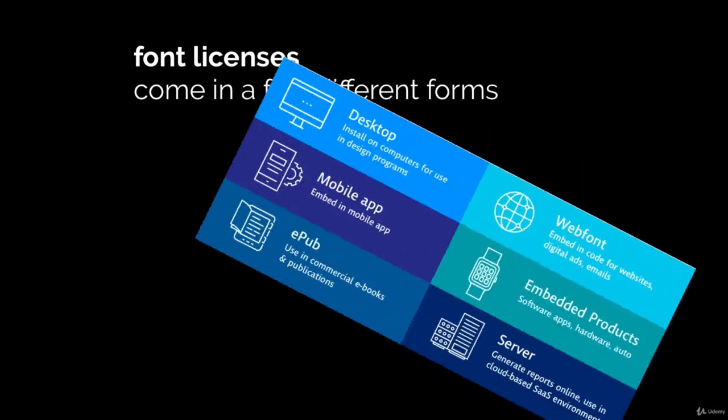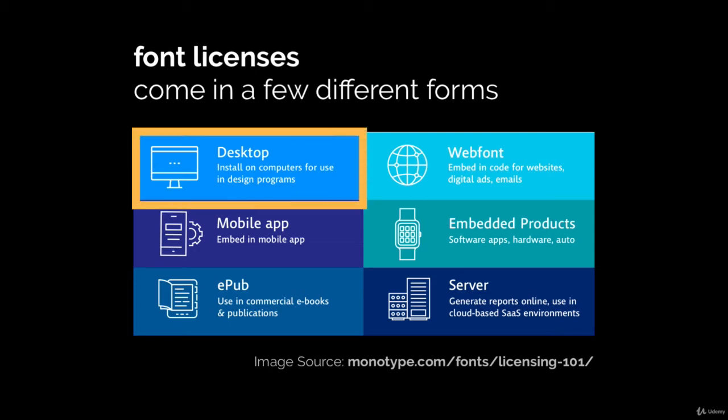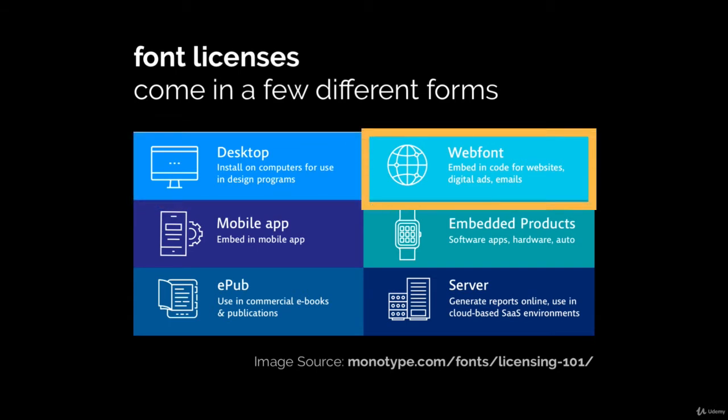But it's good to find out that piece of information from the client first. Font licenses come in a few different forms. This is where it gets a little complicated. If I intended to use this font for print design, for example, a flyer I designed in Adobe Photoshop, I can purchase the desktop license for this font. Or if I'm going to use it for a website, I need to have the web font type of license.